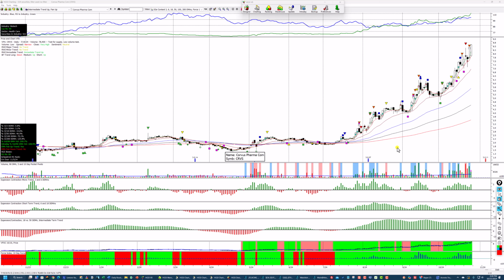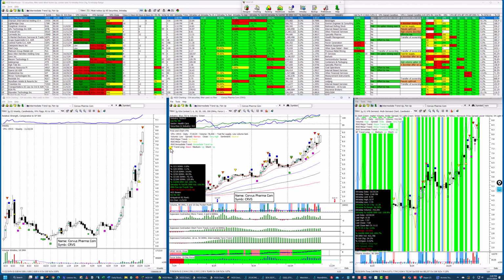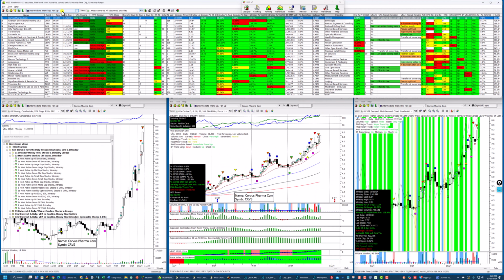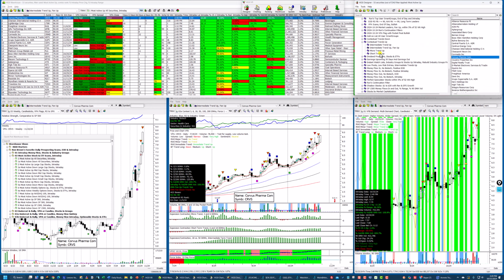Now, how did I get this stock in the list? Well, I'll show you that I am scanning on the intermediate term trend up with the fan up. So bringing that back up over here, contextual trends up. These are going to be your strongest stocks right here. The intermediate term trend with the fan up. This is intermediate term trend stocks without the fan being in place.